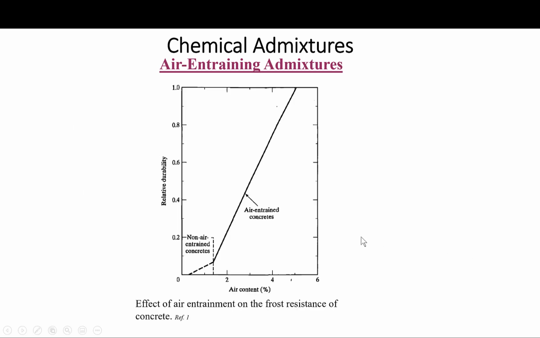If you look at this slide right here, it shows the difference in durability of the concrete between the non-air-entrained concrete and the air-entrained concrete. As we see here, the air content increases the relative durability, comparing one concrete to another, with the use of air-entrainment. Okay?